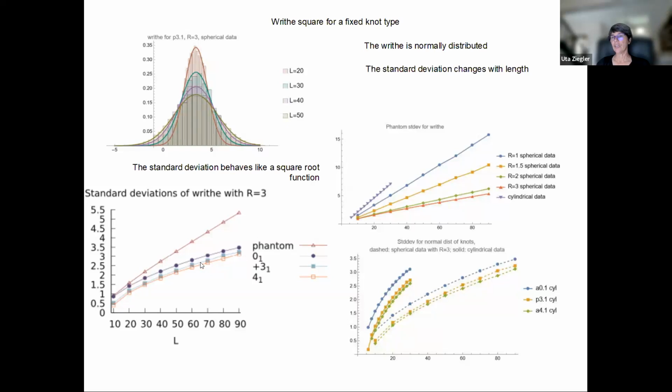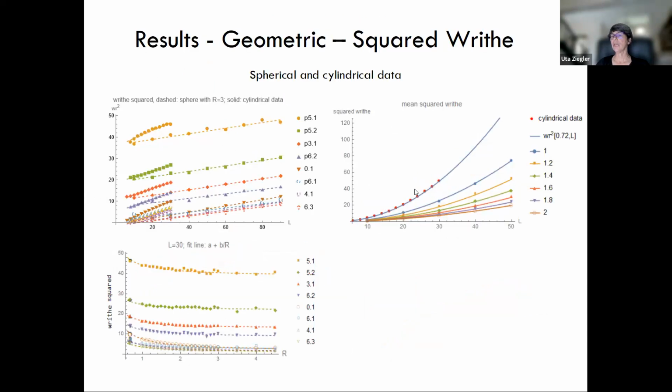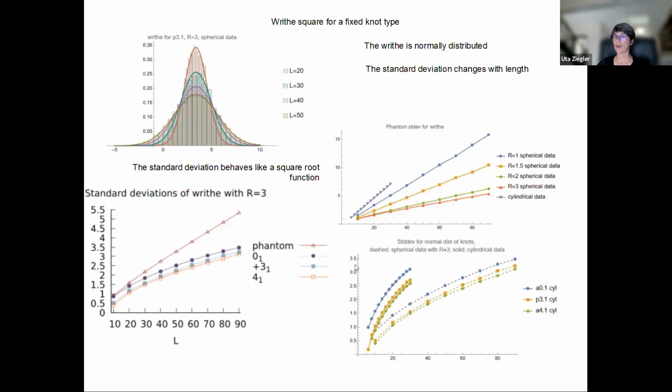Here we have the standard deviations of unknot, positive trefoil, and 4_1. This data here is actually the same data as here, just plotted with different colors. And then these here are the standard deviations for the cylindrical model. So again, you see similar behavior on the standard deviations, and that leads to similar behavior for the squared writhe for the phantom versus the individual knot types. So we are pleased, though not everything worked out that way.